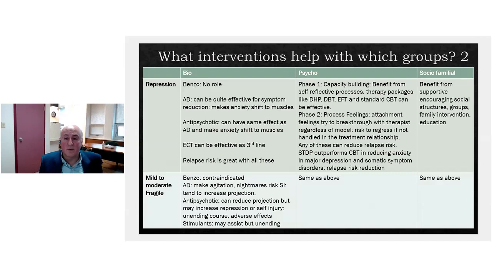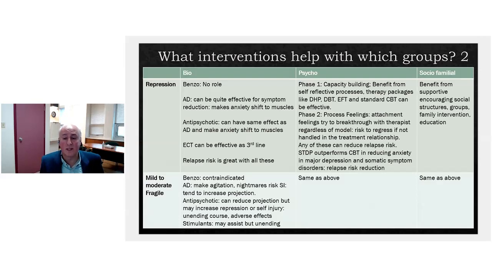From the treatment perspective of psychotherapy, there's a part where you build capacity through self-reflective processes, and there's treatment packages that do that. For example, day hospital program has a lot of these elements built in. DBT has this, EFT, standard CBT. Our treatment too has a first phase, building capacity. The next phase is the emotions from the past start to break through, and they start going through attachment trauma related feelings. So you want to help them with that part, a second part that comes after you build capacity.